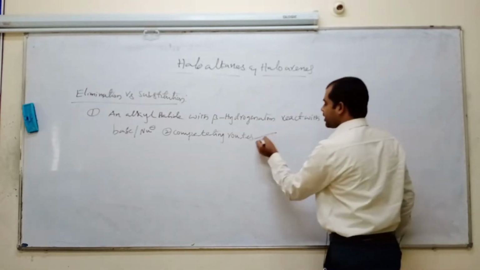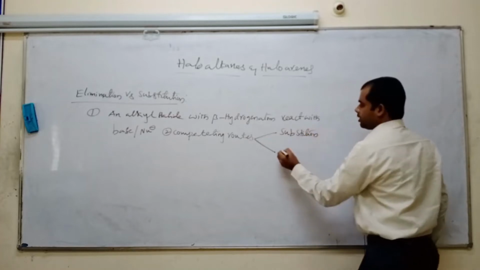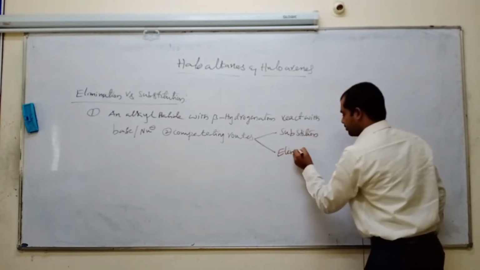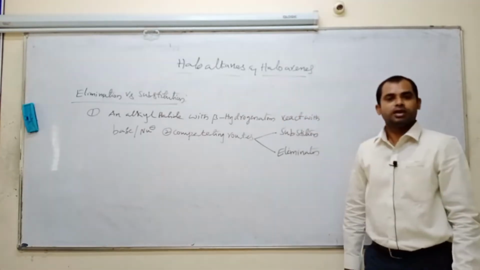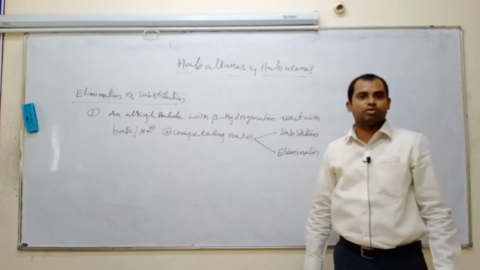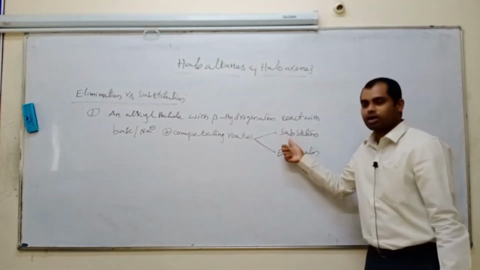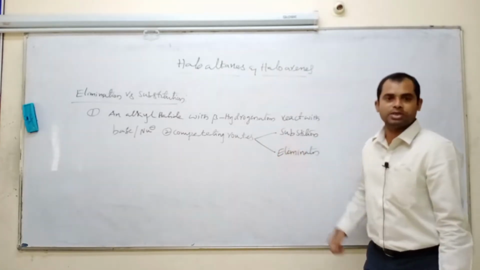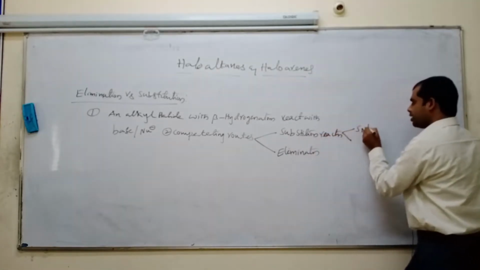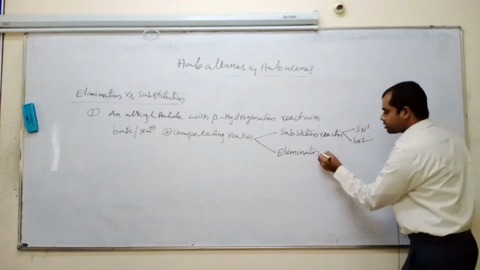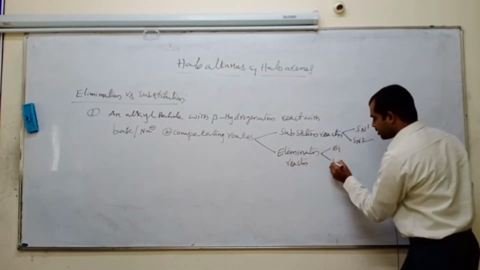One is that substitution reaction takes place. Second is that elimination takes place. That means which undergoes substitution and which undergoes elimination. Once the alkyl halide reacts with a base or nucleophile, there are two competing routes. Either it undergoes substitution reactions or elimination reactions. In substitution reactions also there are two types. One is SN1. Second is SN2. In elimination reactions also, one is E1. Second is E2.